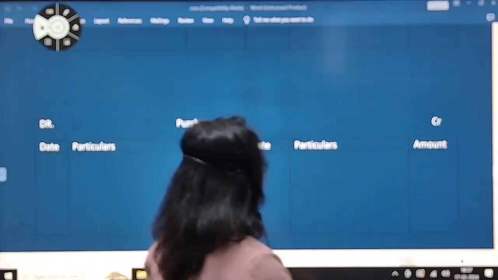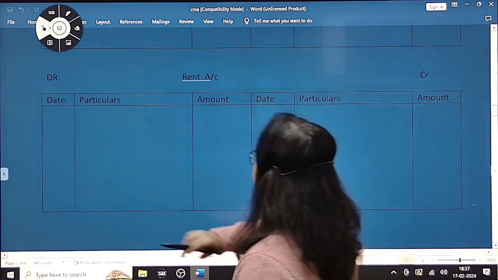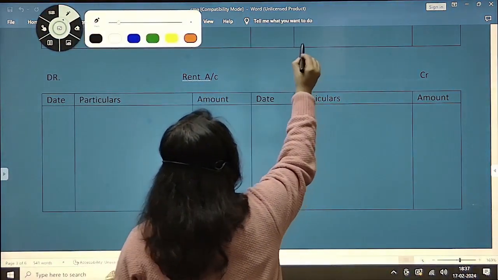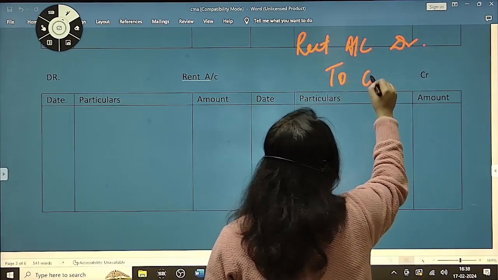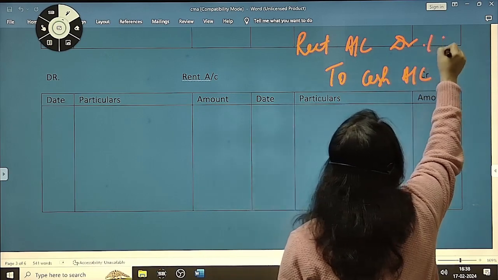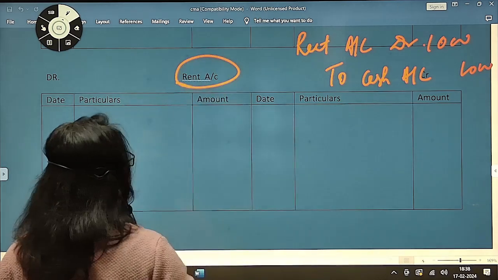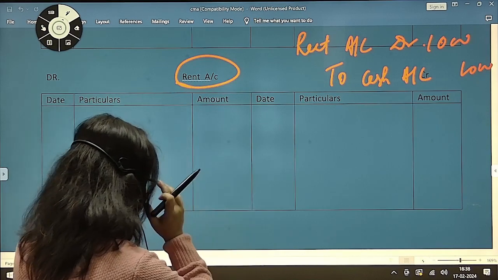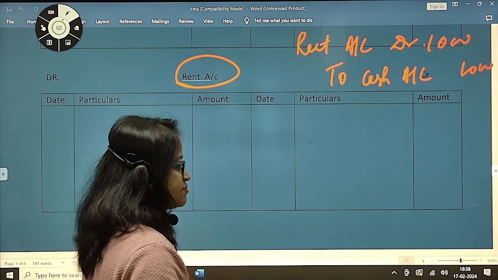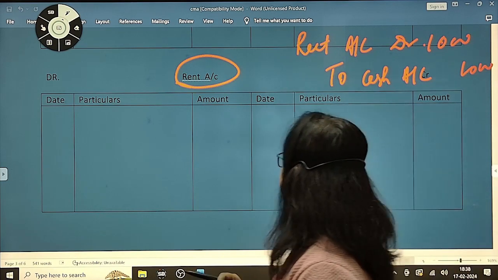Now we will do rent account. Related to rent, the journal entry was rent account debit to cash account. So it is 1000 here, 1000, 1000. So in rent account, which side will we give the posting? Which side? Sachin, which side? Debit side. Debit side, yes, very good.